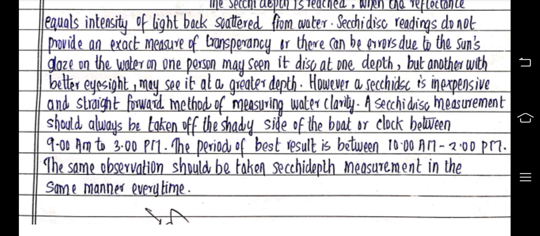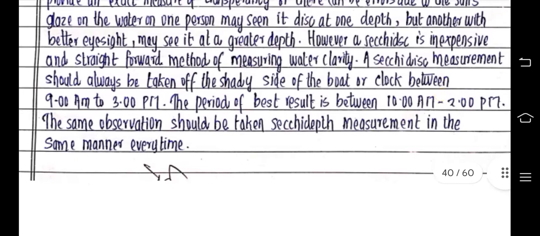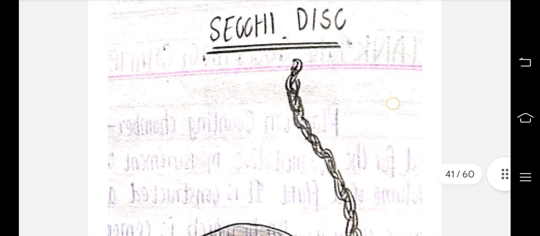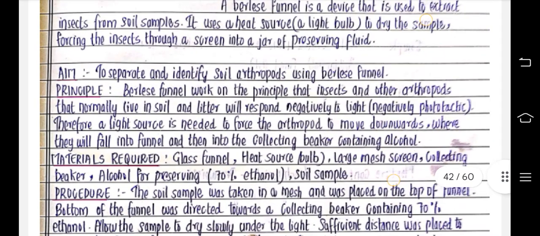A Secchi disc measurement should always be taken off the shady side of the boat or cloak between 9 a.m. to 3 p.m. The period of best result is between 10 a.m. to 2 p.m. The Secchi depth measurement should be taken in the same manner every time. Otherwise, fluctuations will occur. So, Secchi disc, we could see this picture. Alternate black and white color is there.